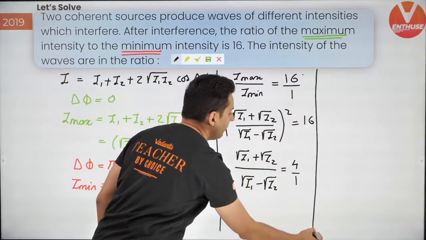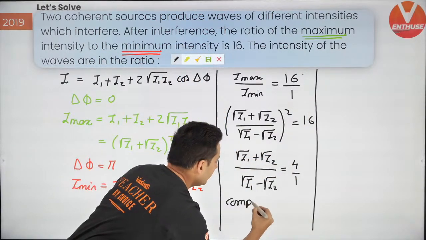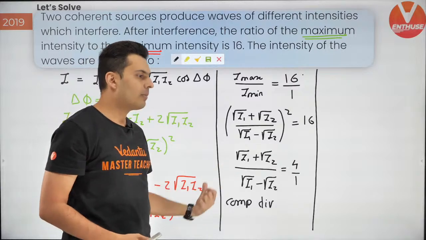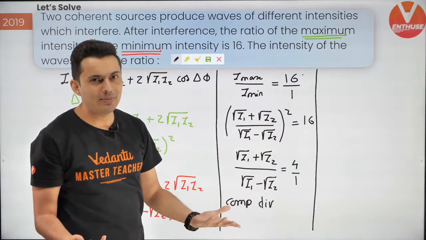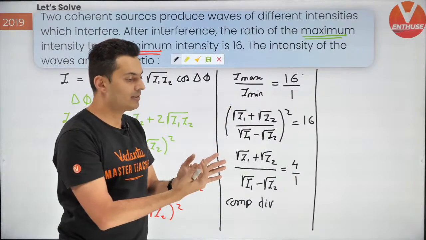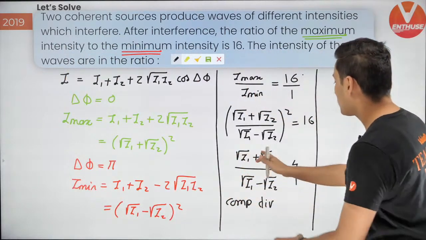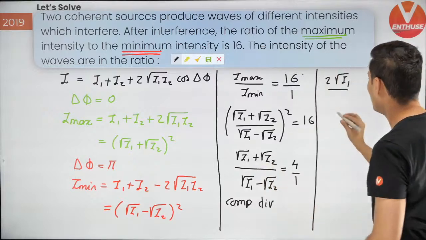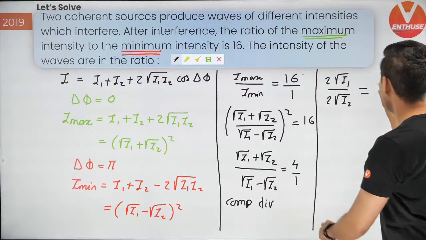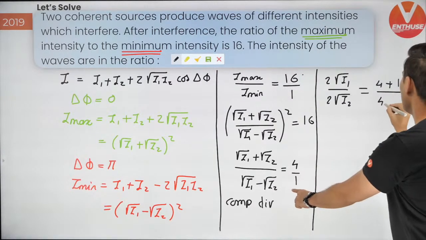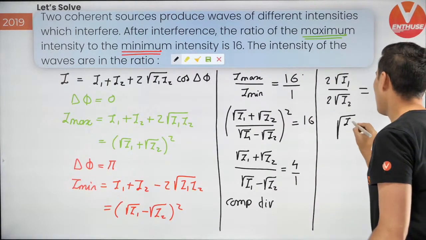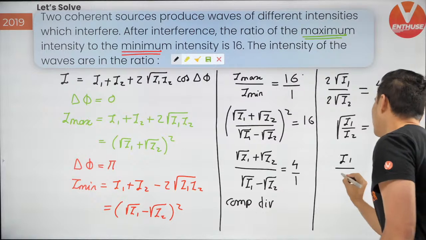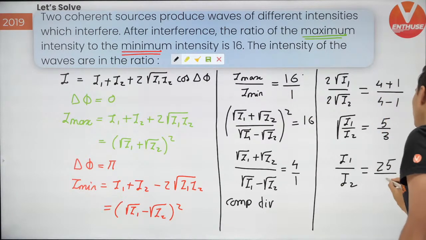Now there is a property called componendo dividendo. It says if A by B is equal to P by Q, then A plus B divided by A minus B is P plus Q divided by P minus Q: numerator plus denominator upon numerator minus denominator. So when you do that, this plus this is going to give me 2 root I1 and this minus this is going to give me 2 root I2, and that's going to be 4 plus 1 upon 4 minus 1. So that's going to give me root I1 by root I2 as just 5 divided by 3. Therefore, I1 divided by I2 is going to be 25 divided by 9.